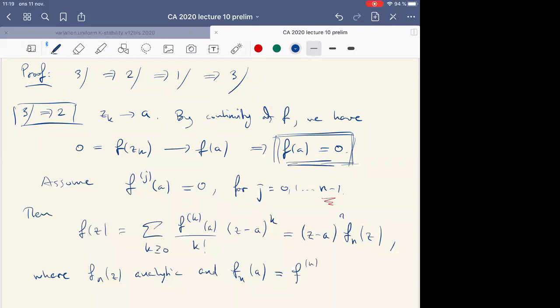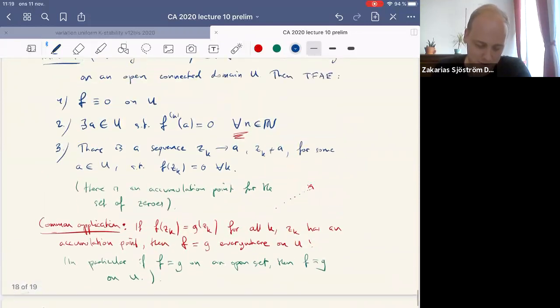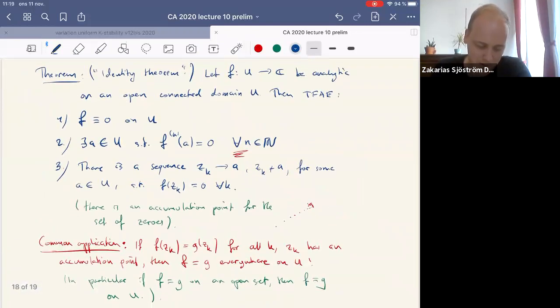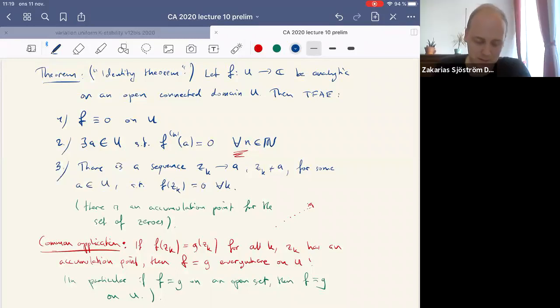Excuse me, Professor, I don't understand what we are doing. You don't understand what we are doing. Okay, so we are looking at this identity theorem, and we are trying to prove it. To prove the theorem, we want to show that all of these 1, 2, 3 are equivalent. To do that, we show that 3 implies 2, 2 implies 1, and then 1 implies 3. So the point that we are now doing is that 3 implies 2.